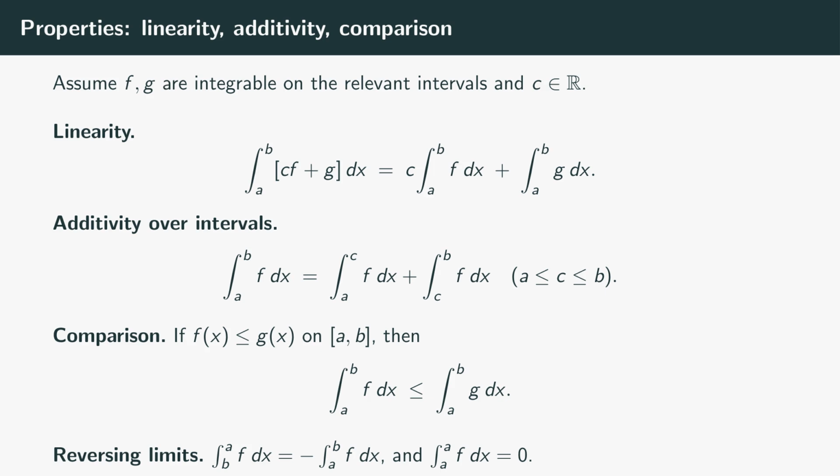Second, additivity over intervals. If you integrate from a to b and you have a point c in between, you can split the integral at c. Integral from a to c plus integral from c to b equals integral from a to b. Geometrically obvious, chopping the region with a vertical cut at c gives two pieces whose areas add to the whole. Third, comparison. If f is less than or equal to g pointwise on the interval from a to b, then the integral of f is at most the integral of g.